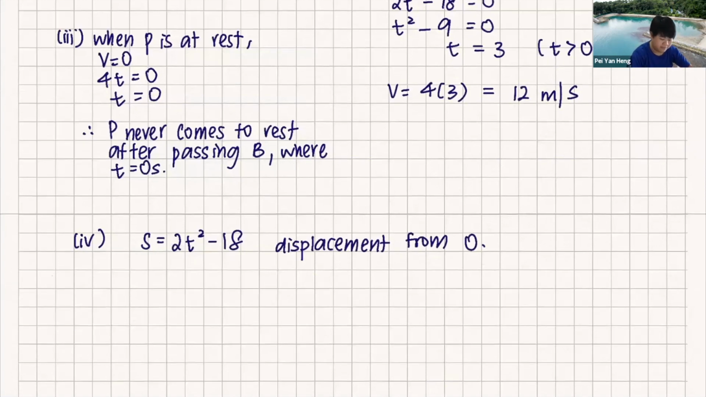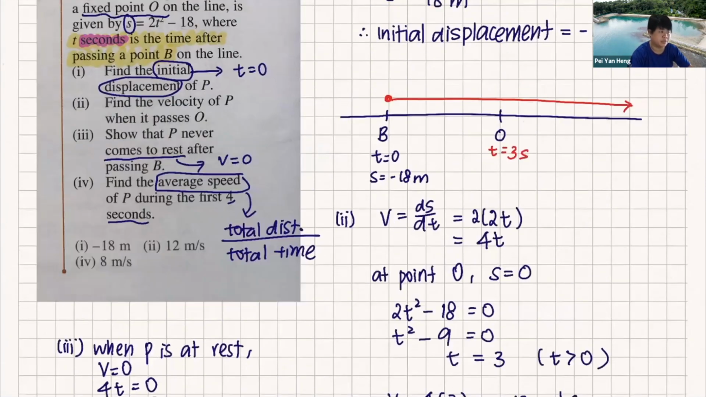This one is a bit more confusing because you start your measurement from O. This is the start, S equals 0. I'm just going to put a diagram here. You need to mark out at t equals 4 what the S value is, so that we can calculate the total distance, the total distance between B and O.